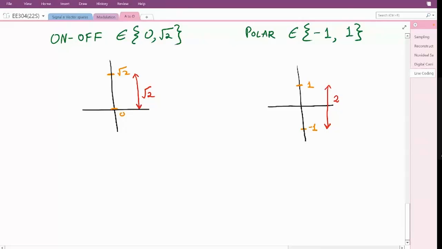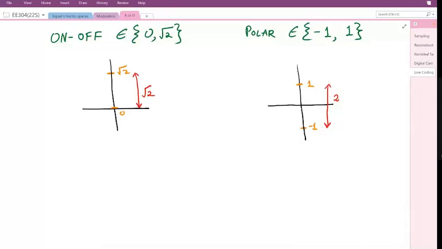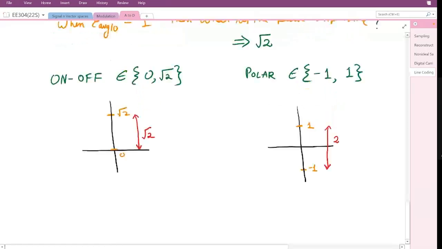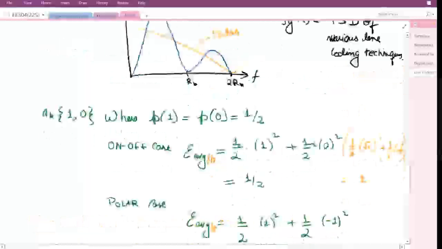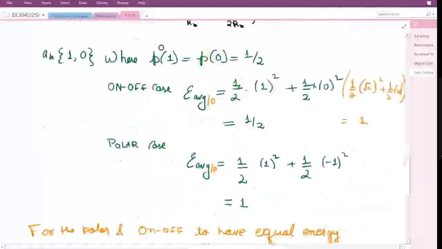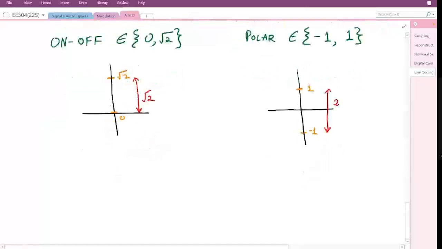But understand this, they both are using the same energy. Even then, the polar case is better than the on off case, and that is what is coming here also. Bipolar and polar are almost similar. So effectively, even for the same energy, polar is better than on off.